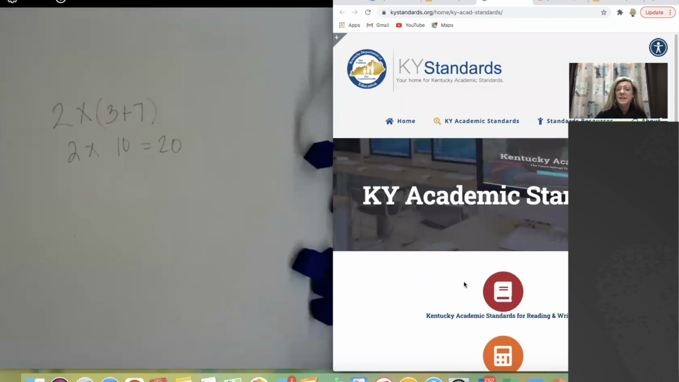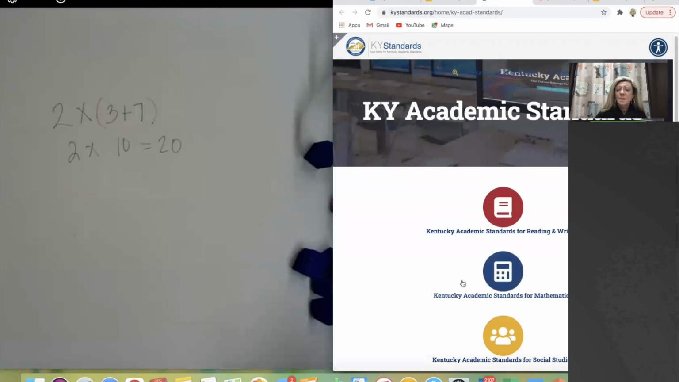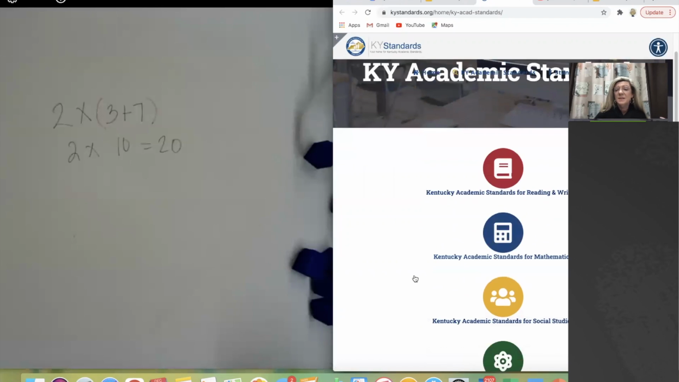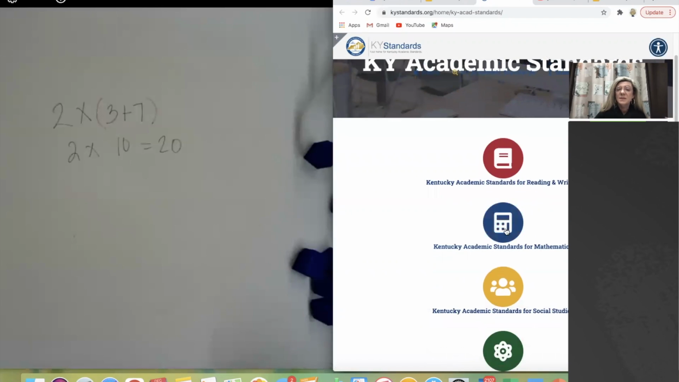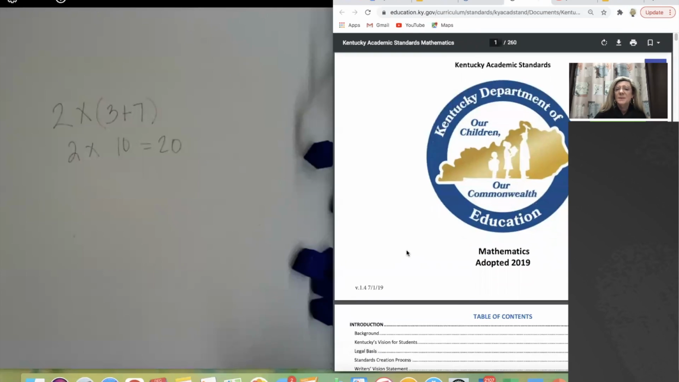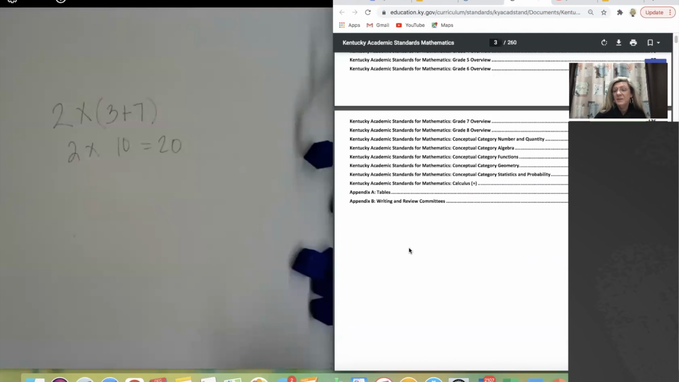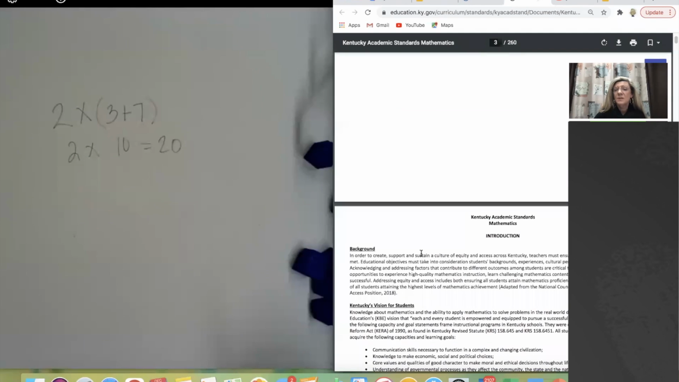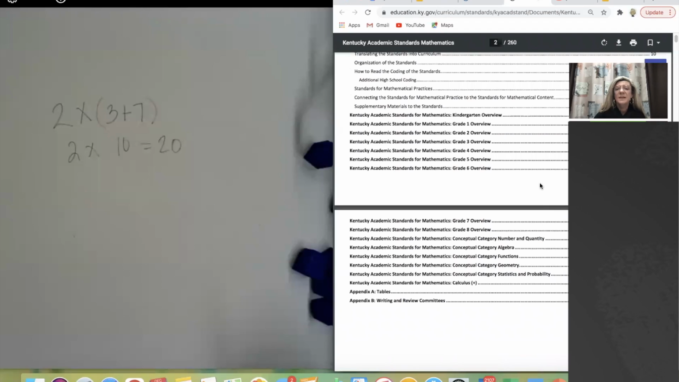And this is on KDE's website. It's kystandards.org. But like I said, you will have all these links. This is all of them. This is language. This is your math. So if you click in your math, it takes you to a PDF. But what's nice about this PDF is that it is interactive. And I don't want to make you sick scrolling, so I'm going to see if it'll advance me to the 4th grade.